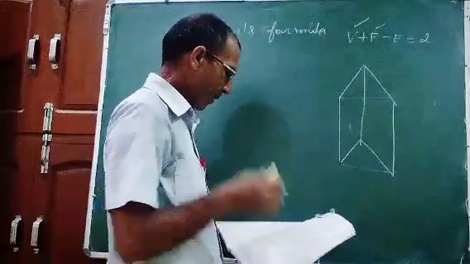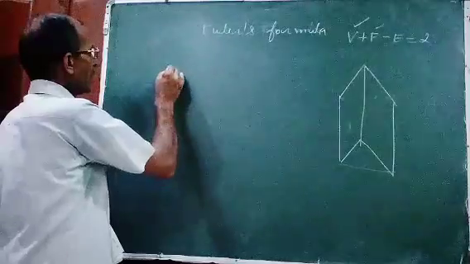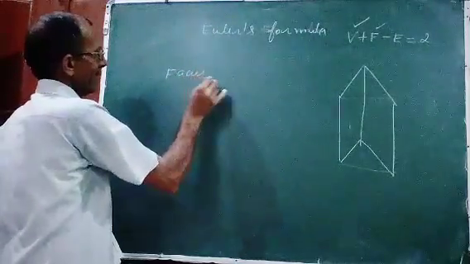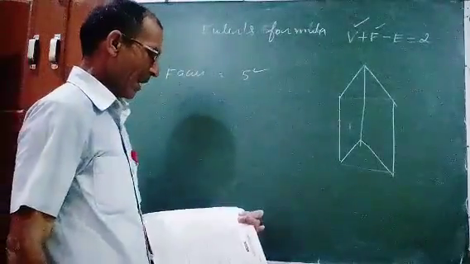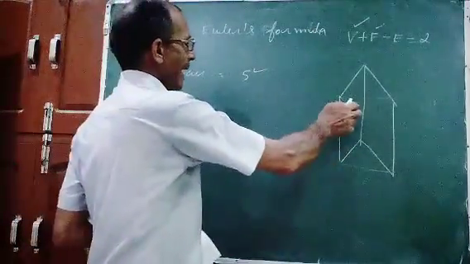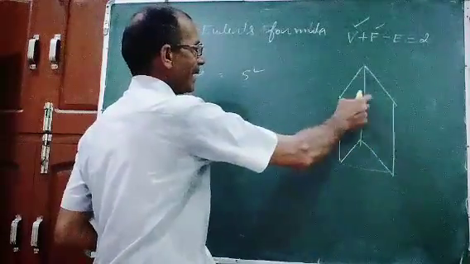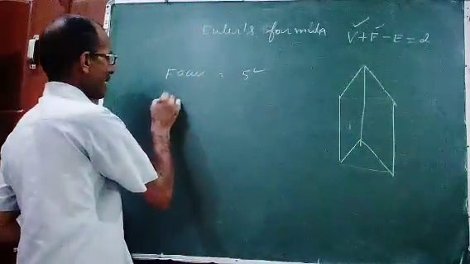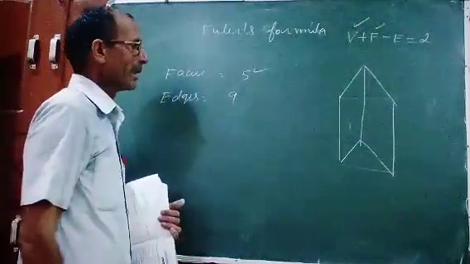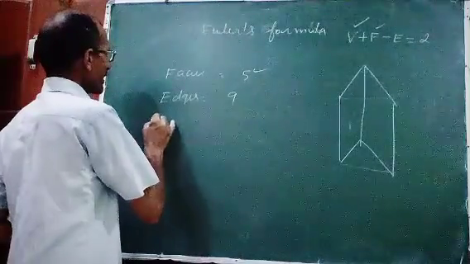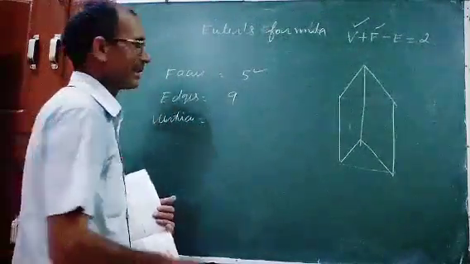So how many faces are there? 5. How many edges are there? Edges: 1, 2, 3, 4, 5, 6, 7, 8, 9. So edges are 9. Now vertices. Vertices are 6.